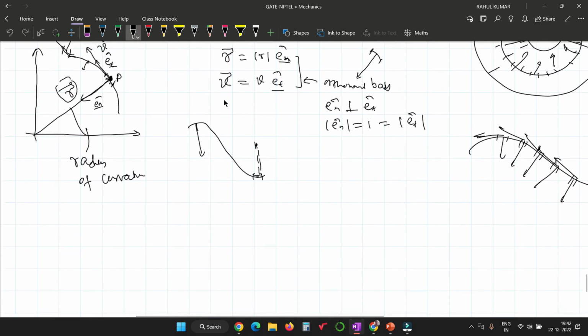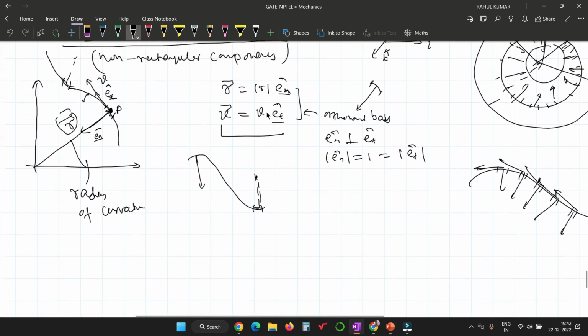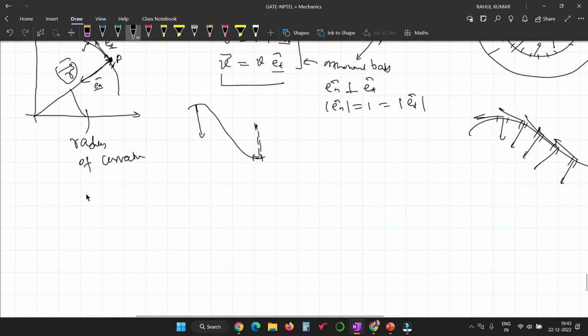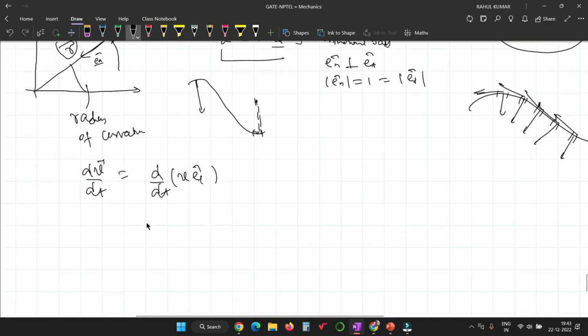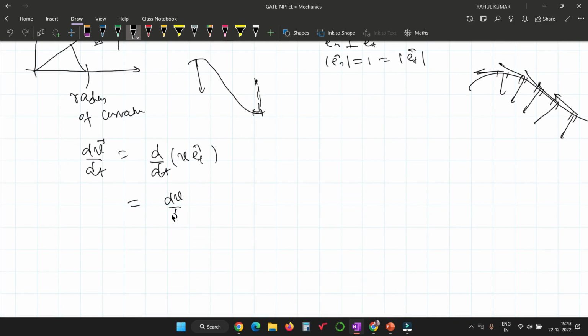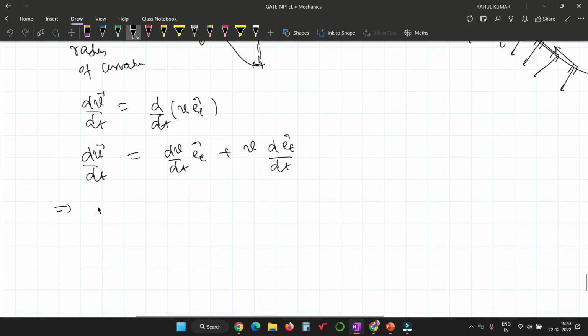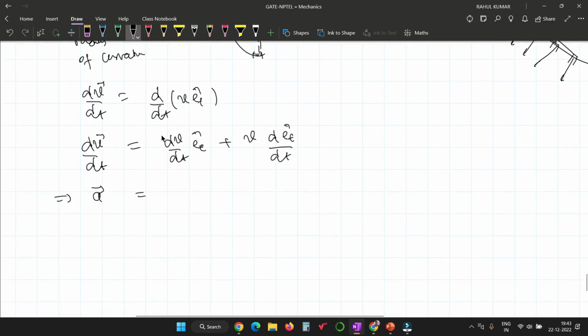Now here it is v. So v can be written as v et cap, where v is a scalar. Now differentiate this. So dv by dt, you will get d by dt of v et cap. From the chain rule you will get dv by dt et cap plus v d et cap by dt, right? So this is dv by dt. The rate of change of velocity is nothing but the acceleration vector. This dv by dt is called the tangential acceleration, the tangential part.